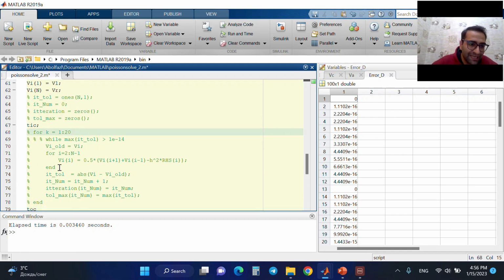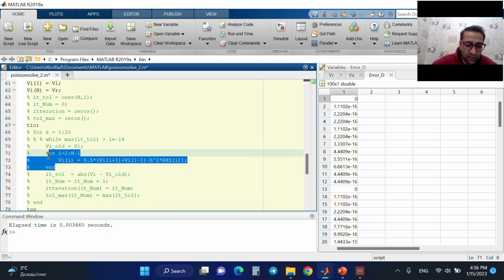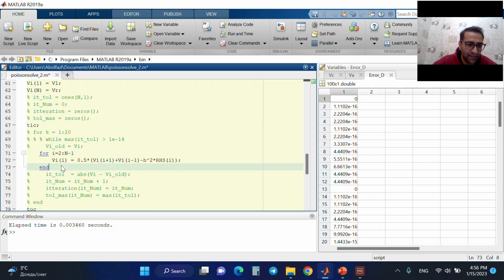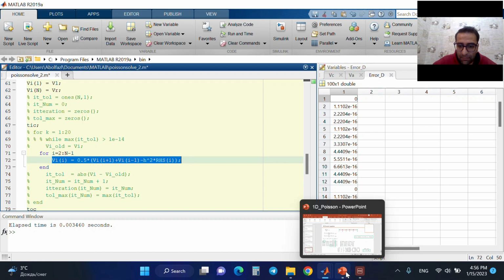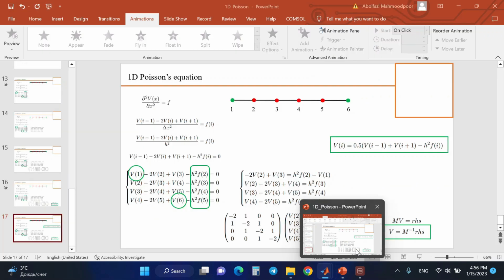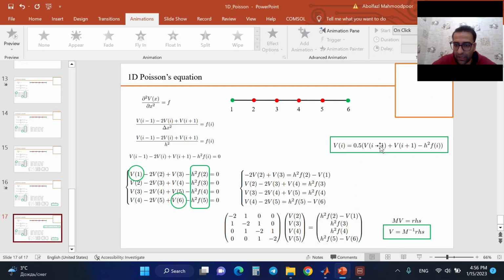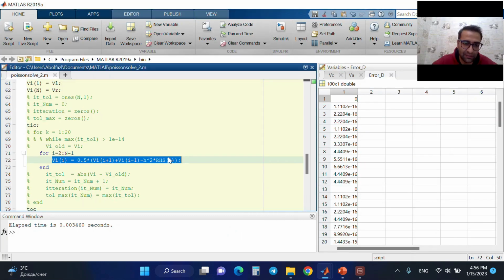Okay, what I need, let's define a loop, Control T, and we say that change I from 2 to n minus 1, and this is exactly the same equation that we derived here. You see, Vi is half Vi minus 1 plus Vi plus 1 minus h squared Fi, that is right hand side in this definition, right? Right hand side is just f.